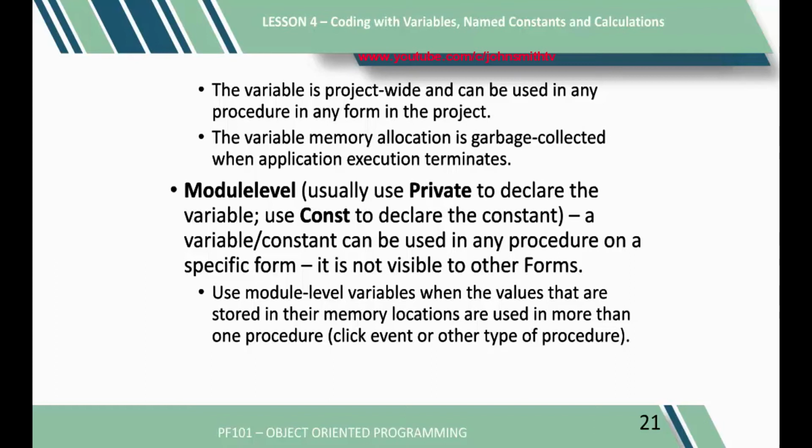Module level, usually use private to declare the variable, use const to declare the constant. A variable or constant can be used in any procedure on a specific form. It is not visible to other forms. Use module level variables when the values that are stored in their memory locations are used in more than one procedure, click event or other type of procedure.